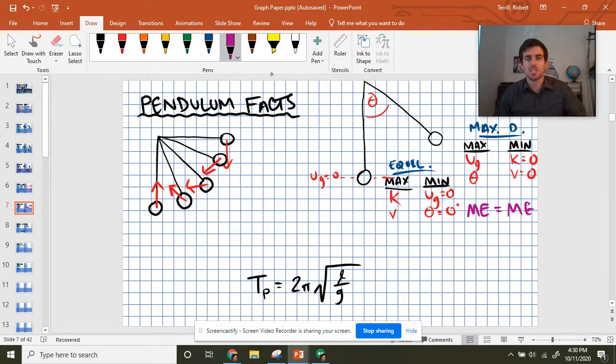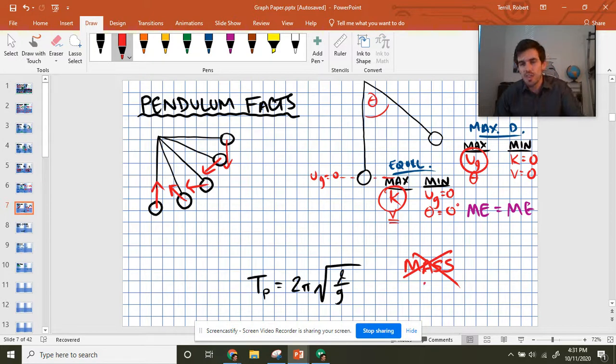Final thing to talk about is just this equation down here. Remember that the period of a pendulum is only based off of two variables, the length and the gravitational acceleration. Stuff that does not matter: mass does not affect the period of a pendulum. Mass does affect the maximum energy. It does affect the maximum kinetic energy, but it has no effect on the velocity because the extra force of gravity from the extra mass is offset by the extra resistance to changes.